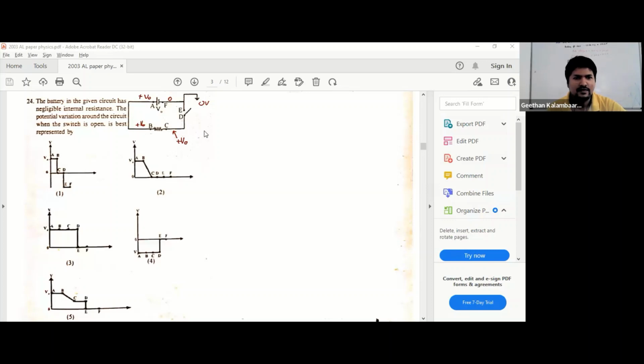So it's V naught. It changes from 0 to V naught at F. So at E and F, it's 0. And at A, it's going to be plus V naught, and then continuously plus V naught. Understood? Right. So E and F 0, plus V naught. So it's answer 3.